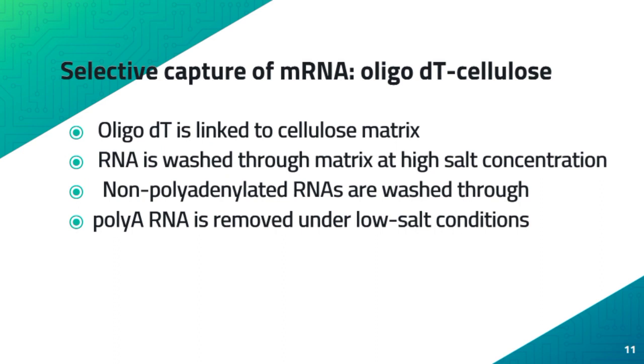Selective capture of mRNA. This can be done by a method called the oligo-dT cellulose method. For this, first oligo-dT will be linked to a cellulose matrix. Then the RNA is washed through this matrix at a very high salt concentration. Now non-polyadenylated RNA will be washed out. Then the poly-A RNA is removed under low salt concentration.